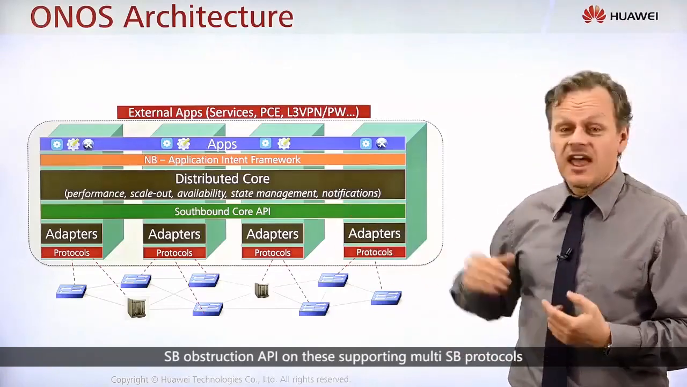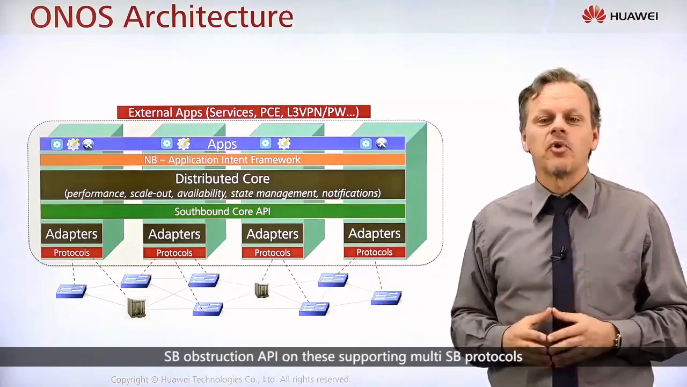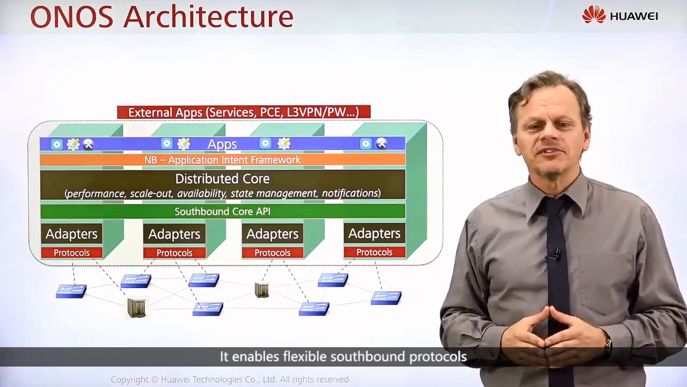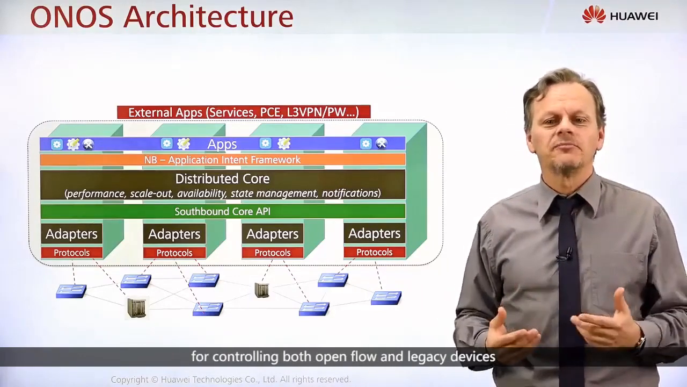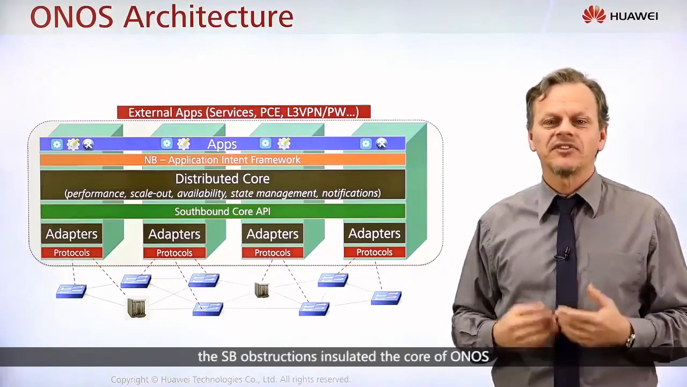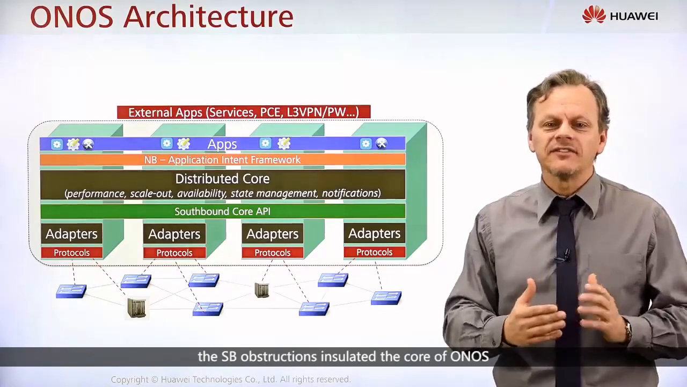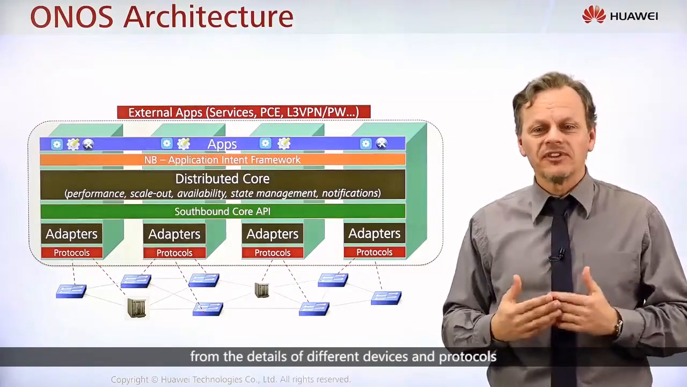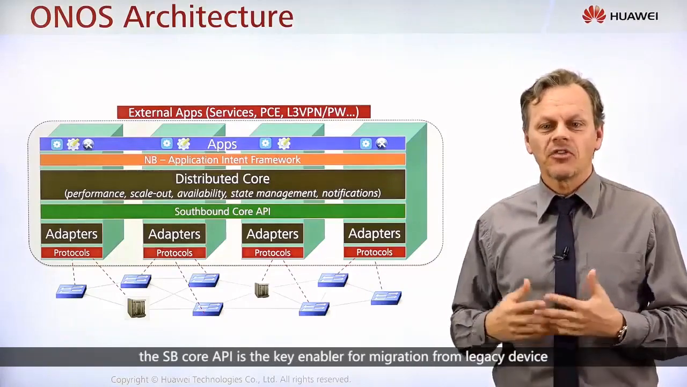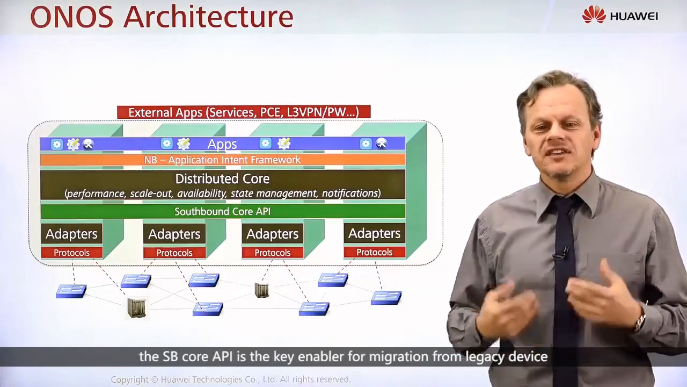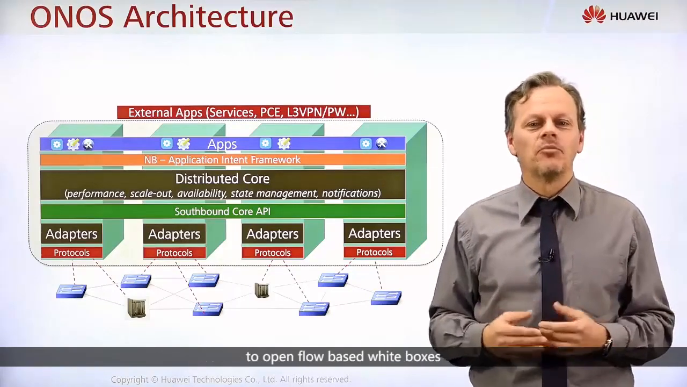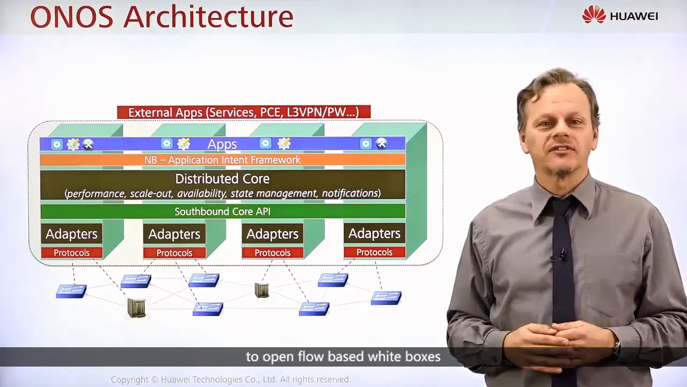Southbound abstraction APIs: ONOS is supporting multiple southbound protocols. It enables pluggable southbound protocols for controlling both OpenFlow and legacy devices. The southbound abstraction insulates the core of ONOS from the details of different devices and protocols. The southbound core API is a key enabler for migration from legacy devices to OpenFlow-based white boxes.